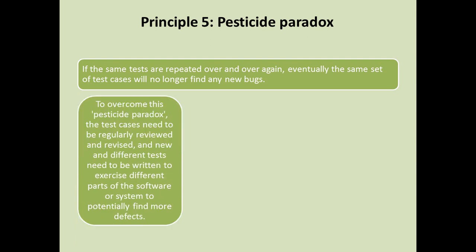To overcome this pesticide paradox, the test cases need to be regularly reviewed and revised, and new and different tests need to be written to exercise different parts of the software or system to potentially find more defects. So you need to update and revise your test cases, and new test cases need to be added to that test suite so that you are able to find new defects around the software.